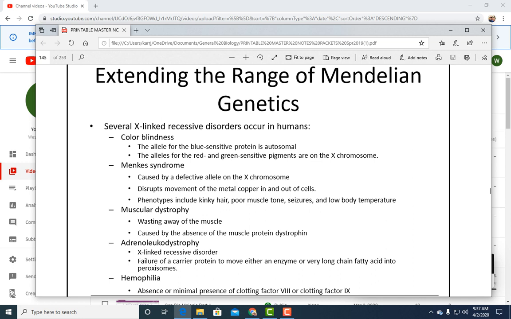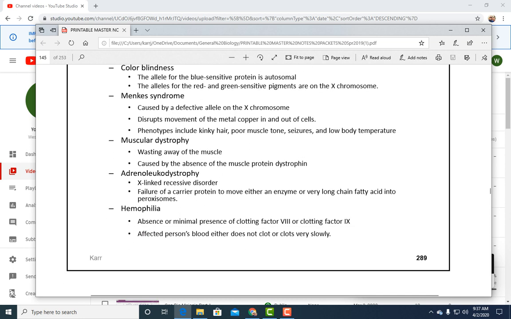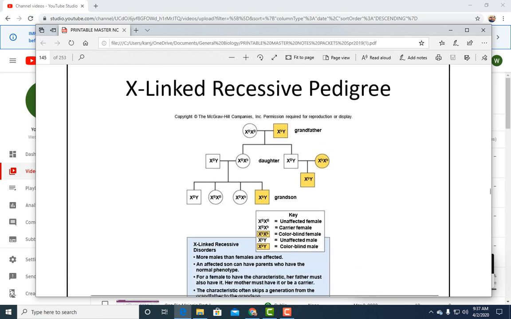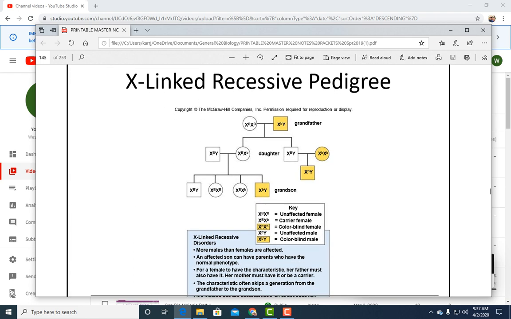So here we can see a grandfather that has the bad X. Let's say this is hemophilia, or let's say this is color blindness. So when they have children, here we have a daughter and a son. The daughter inherited the bad X, but because she had the good X, she does not have the disease. She's just a carrier.